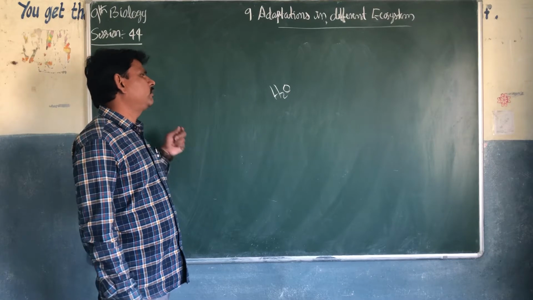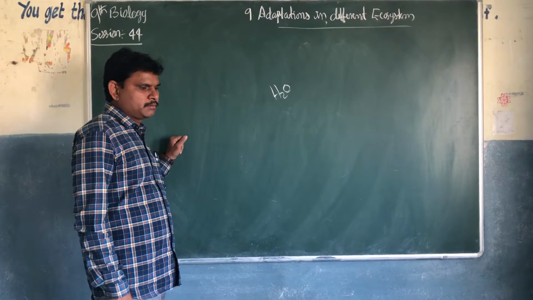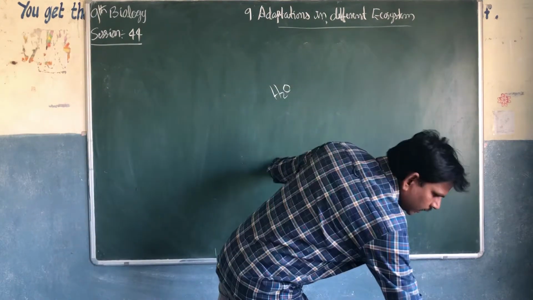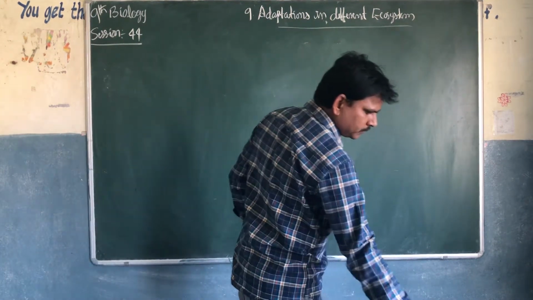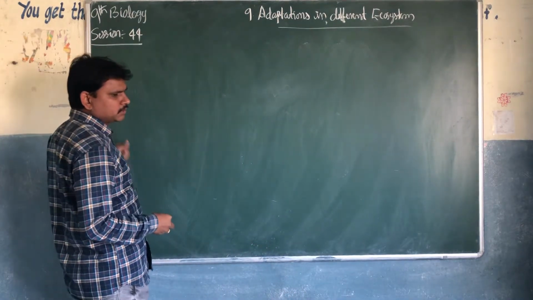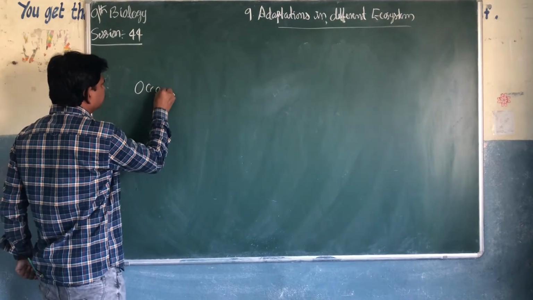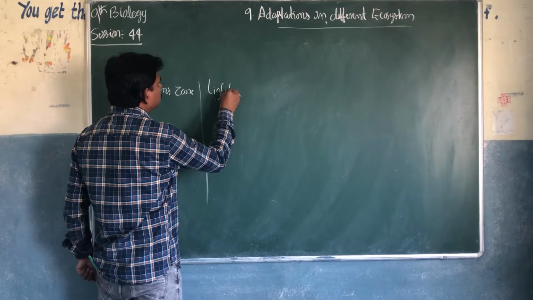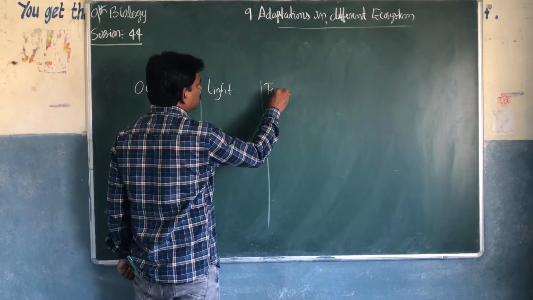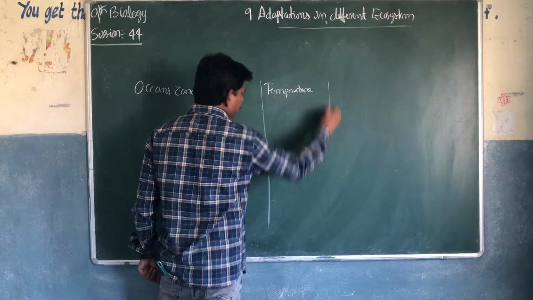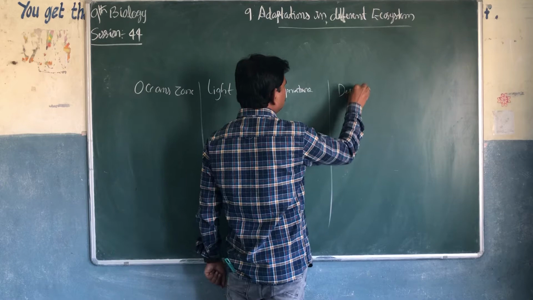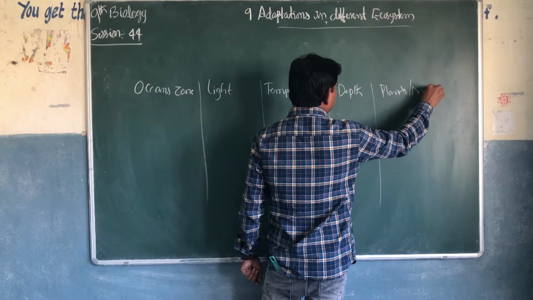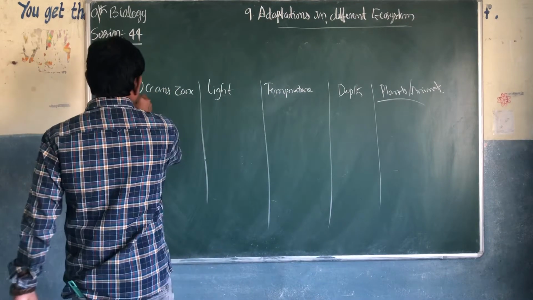For this, we have a very important table, Table 1 from page number 137. The ocean zones, with light, temperature, depth of the zones, and what plants and animals are present in each particular zone.